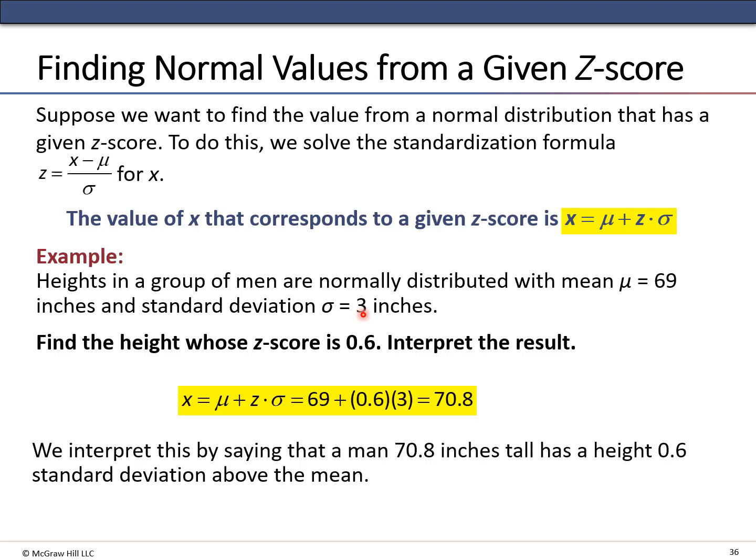We interpret this again. Remember, we always make simple sentences. A man 70.8 inches tall has a height 0.6 standard deviation above the mean. We know it's above because it's positive.